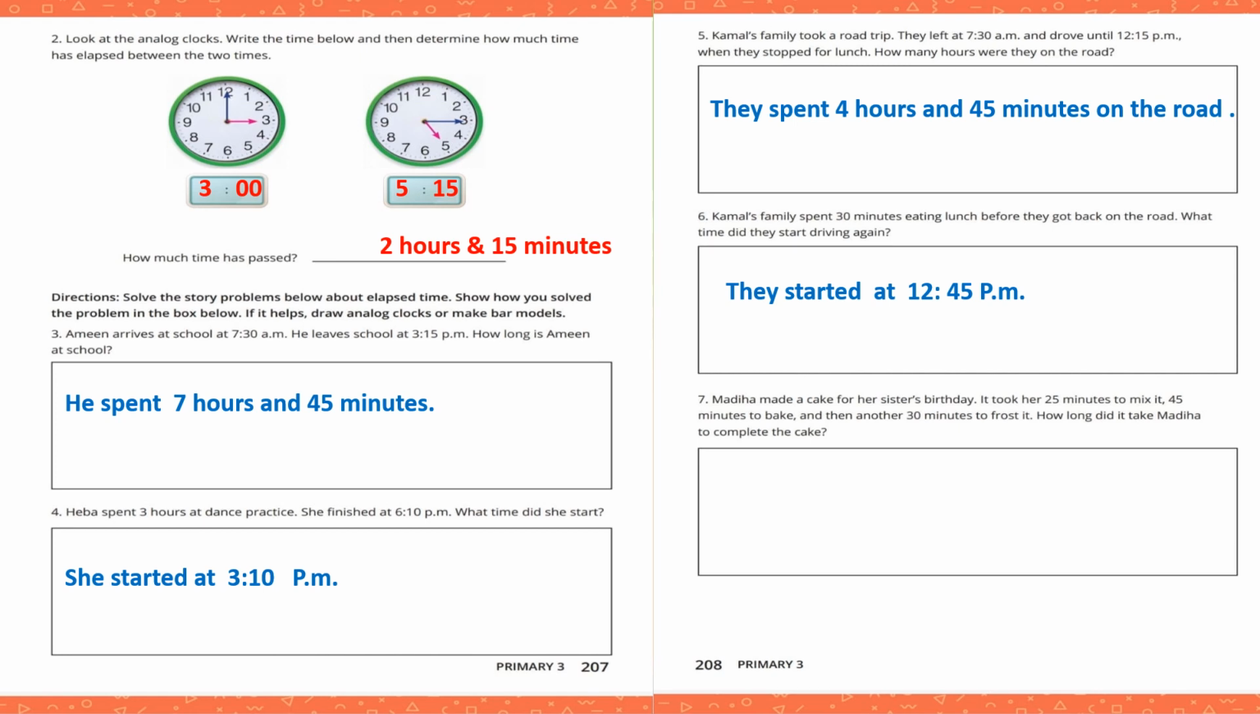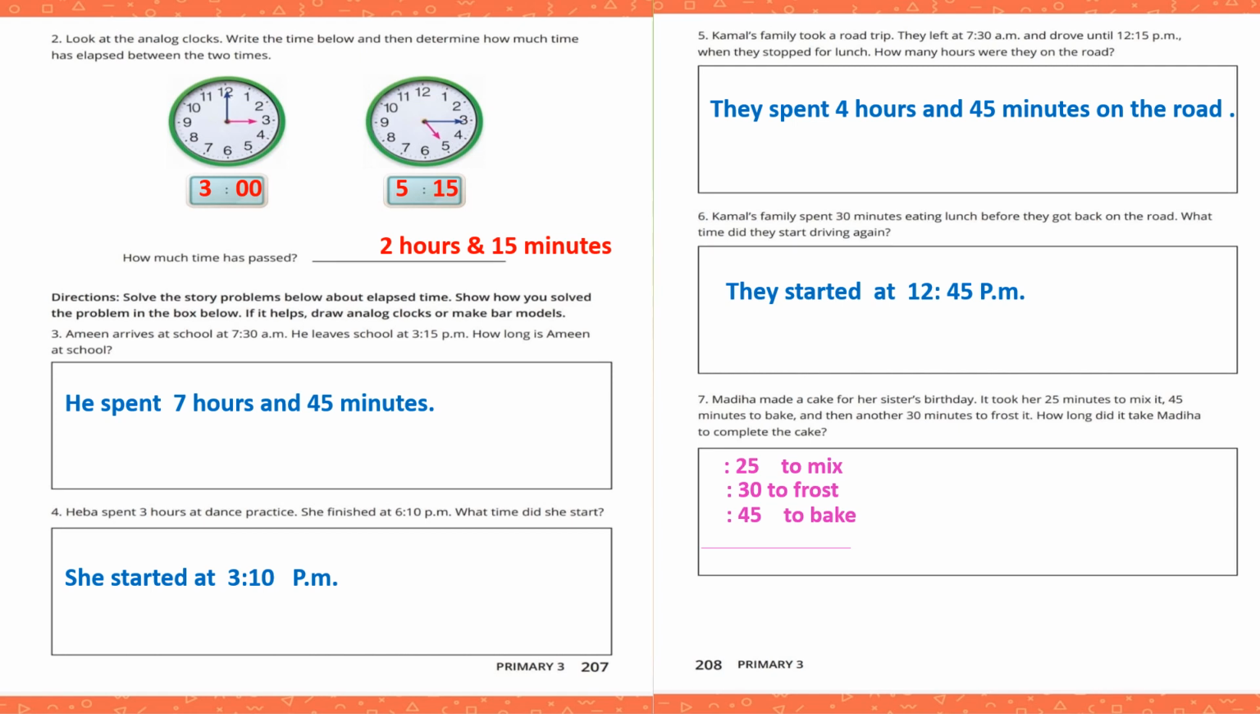Madiha made a cake for her sister's birthday. It took her 25 minutes to mix and 45 minutes to bake, and then another 30 minutes to frost it. How long did it take Madiha to complete the cake? 25 minutes to mix, 30 minutes to frost, 45 minutes to bake. The total, ones with ones and tens with tens.